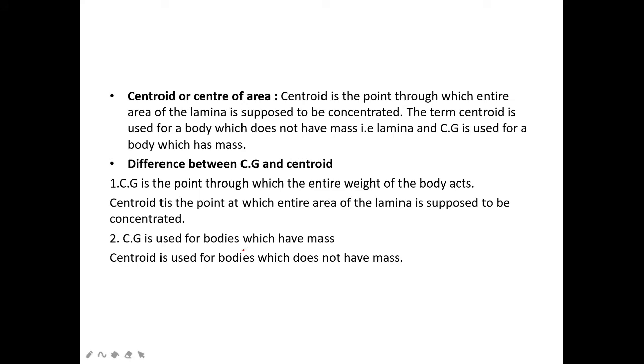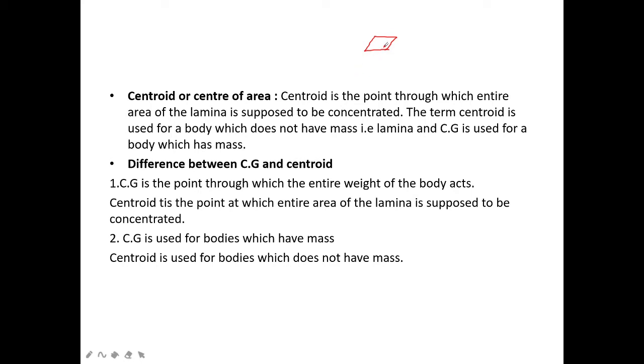Now another term is centroid or center of area. Centroid is the point through which the entire area of the lamina is supposed to be concentrated. The term centroid is used for a body which does not have mass, that is a lamina. A thin sheet of paper is known as lamina because it doesn't have any mass. So this is the lamina. The term CG is used for a body which has mass, and centroid is used for a body which doesn't have any mass.